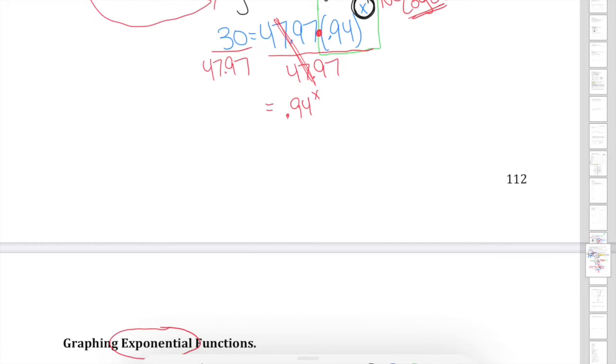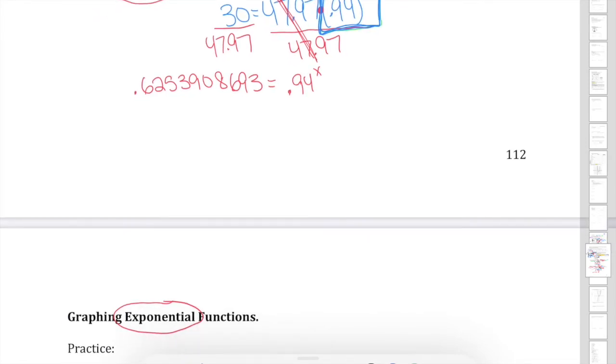Think to yourself, can you round it right now? You better have said no. You are never allowed to round until your last step. So unfortunately, you're going to have to write out that whole decimal. Now, even though this is ugly, it's in the right setup. I have what's being raised to the X by itself, so I'm good to go and start using logs. So to use logs, you write the word log in front of both sides.